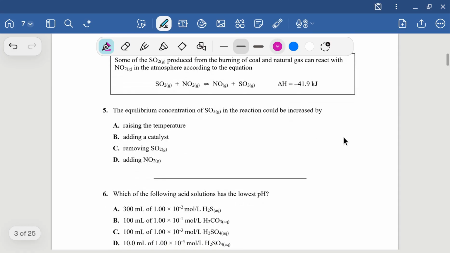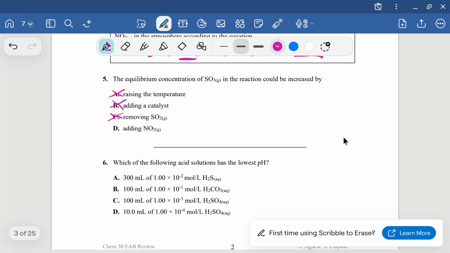Question number 5, asking to be able to increase the concentration of SO3. The first one says raising the temperature. It's an exothermic reaction, so if we add heat, it would be on the product side. If we add it in, it's going to shift away, which would decrease SO3. Adding a catalyst won't do anything. Removing SO2, if we take this out, it's going to shift to replace it, again using the product side, so that's not going to work. What we can do is directly add in NO2. Adding this in, you're going to shift away, increasing your products. So your answer there is D.